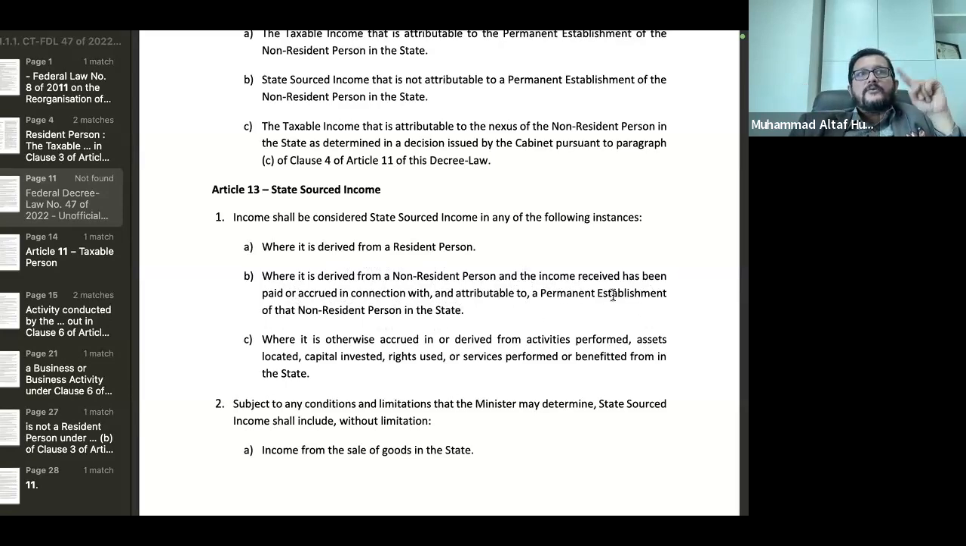Here, since they have alluded to permanent establishment, that takes you to Article 14, and in that article, digital nexus has been restricted to immovable property. So this does not support. C, where it is otherwise accrued in or derived from activities performed, assets located, capital invested, rights used, or services performed or benefited from in the state. This supports. So there are two very strong grounds to support taxing of a digital nexus in UAE.